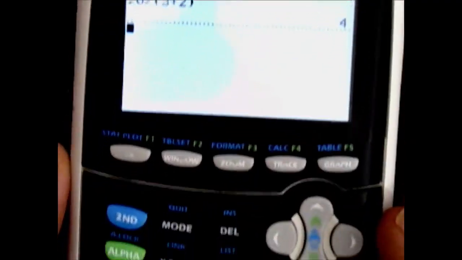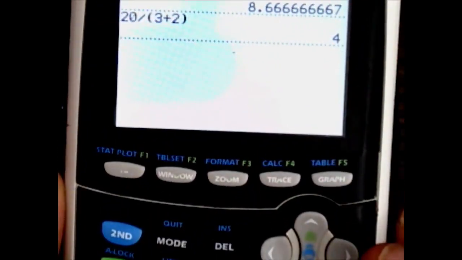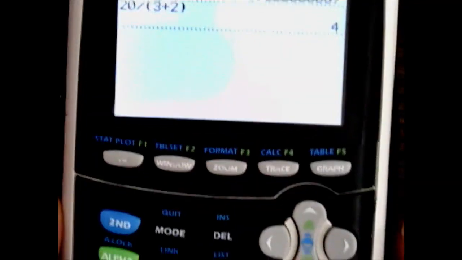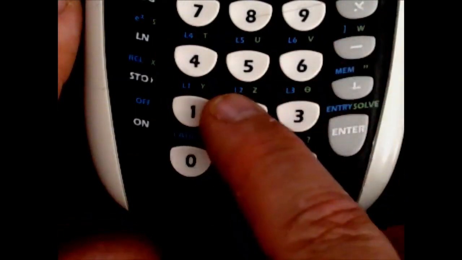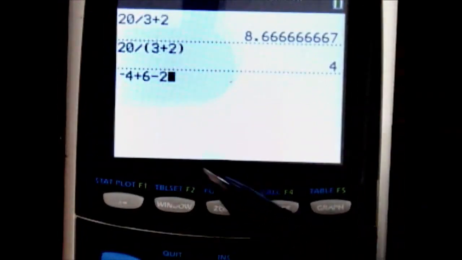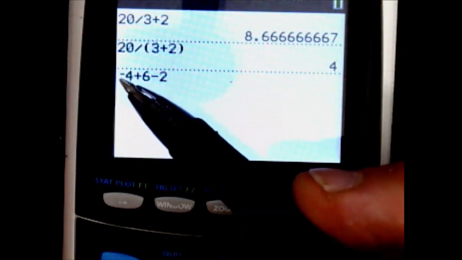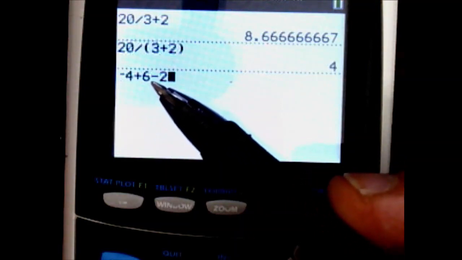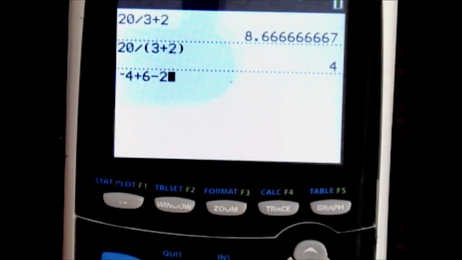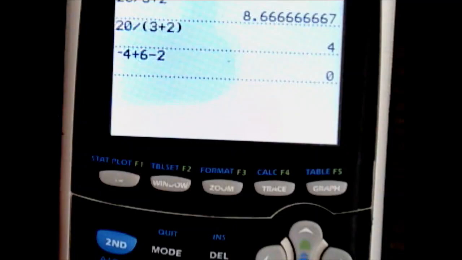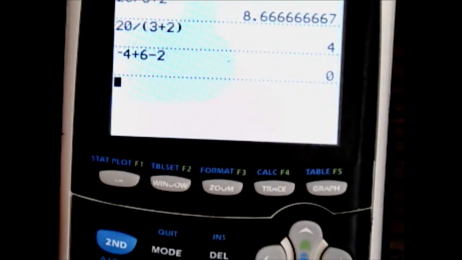Alright? Now let's say you want to type in negative 4 plus 6 subtract 2. Well, the negative key is here, so you hit negative 4, add 6, subtract 2. Now when you look at this, notice the negative key is written smaller and higher, and the subtraction key is written lower and wider. So there is a difference between subtraction and negative. And so negative 4 plus 6 subtract 2 does give you 0.